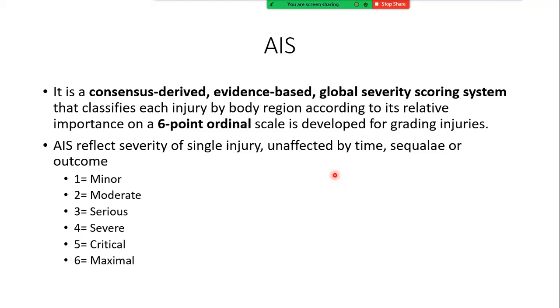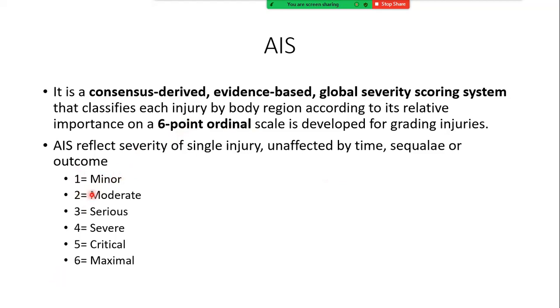His physiological score can change, his physiological reserves can change, but his AIS score will remain the same, even if the injury is healed or non-healed, or any sequel has come, or the patient had died, still the AIS will remain the same.